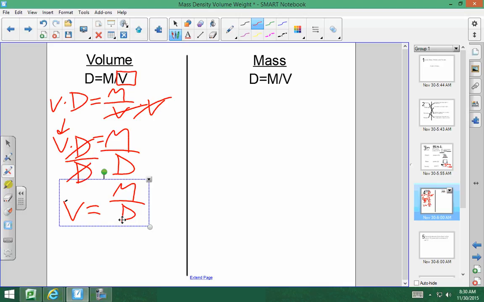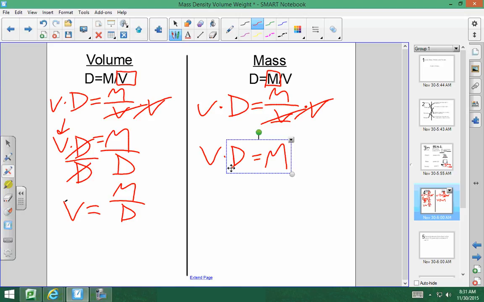Now we want to calculate the mass, so let's get this M on one side of the equation by itself. This should prove to be much easier than the first one. So let's write it out again. Density equals mass over volume. Once again, to get rid of this V, we have to multiply by V on each side, and that cancels these two out, and that gives us our final mass equals volume times density.